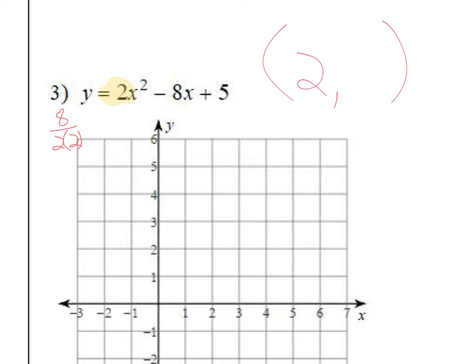All right, so now we've got to figure out what's the y value. 2 times 2 squared minus 8 times 2 plus 5. Well, 2 squared is 4. I have to do the squared before I multiply. 2 squared is 4 times 2, that's 8. So 8 minus 16 plus 5. 8 minus 16 is negative 8. Negative 8 plus 5 is negative 3.